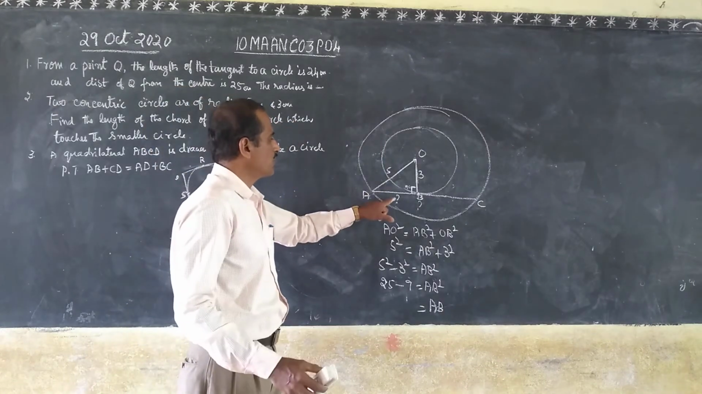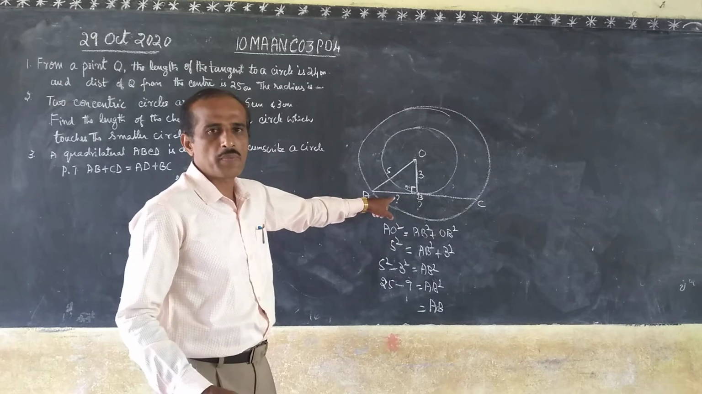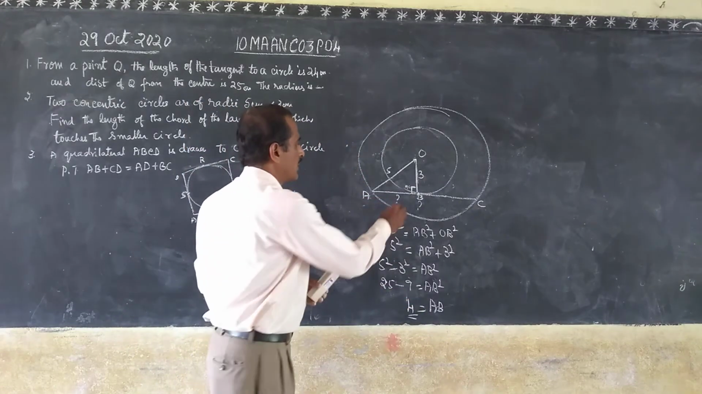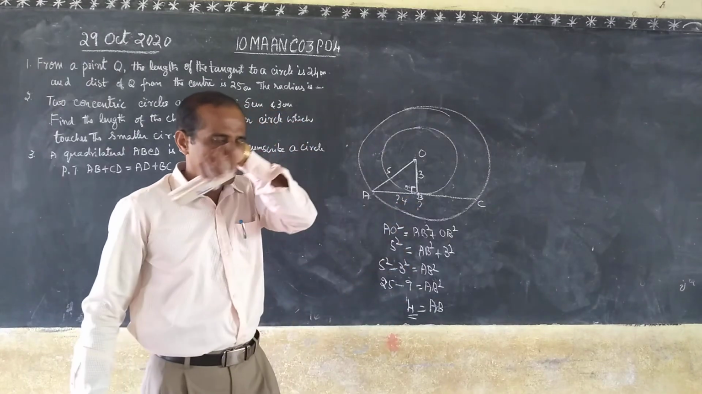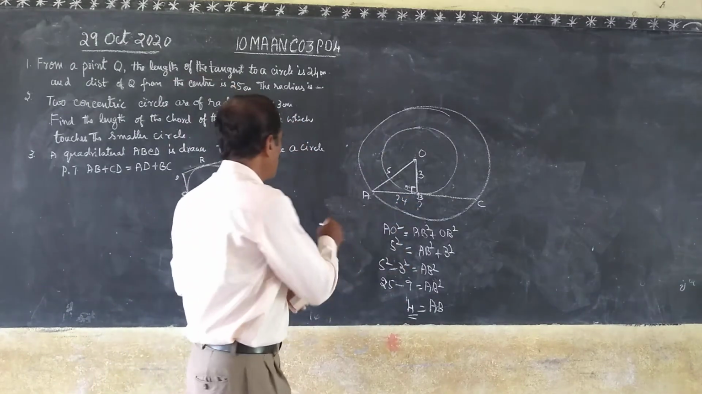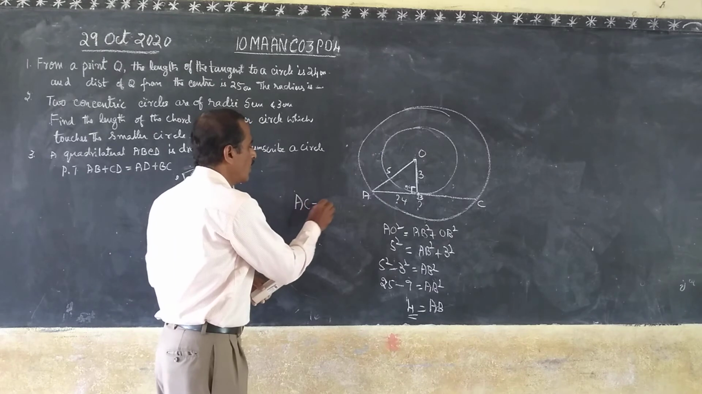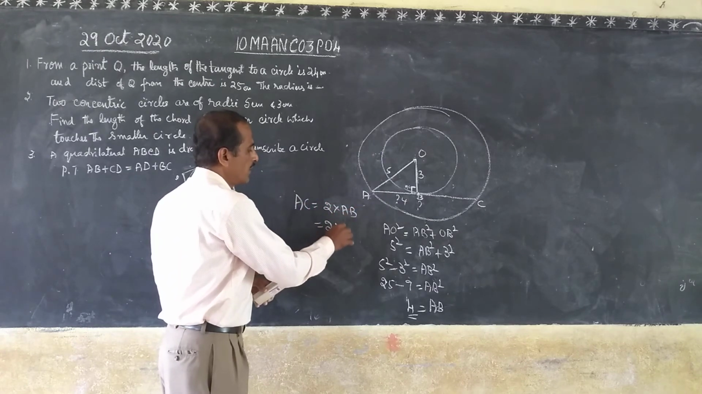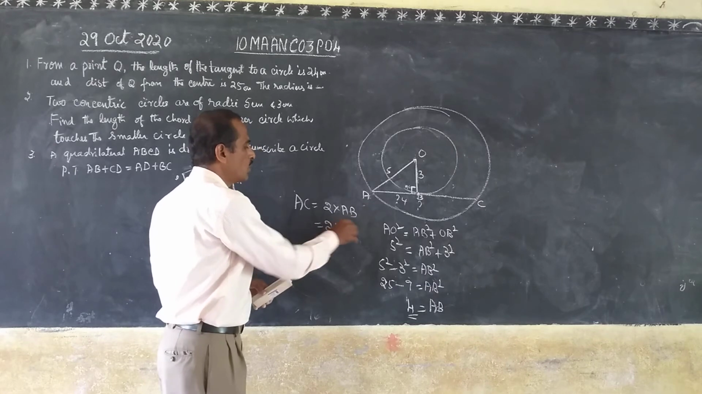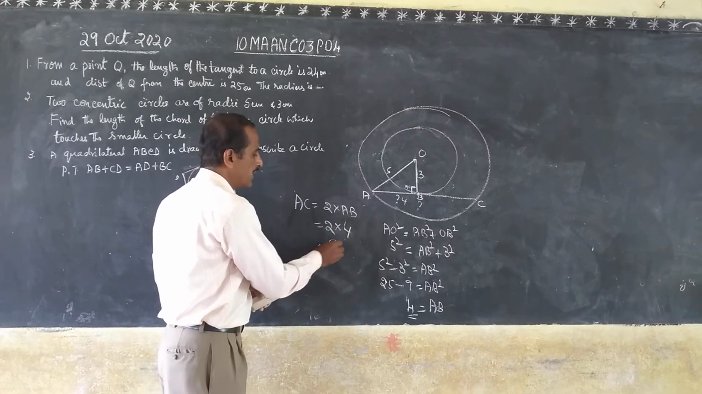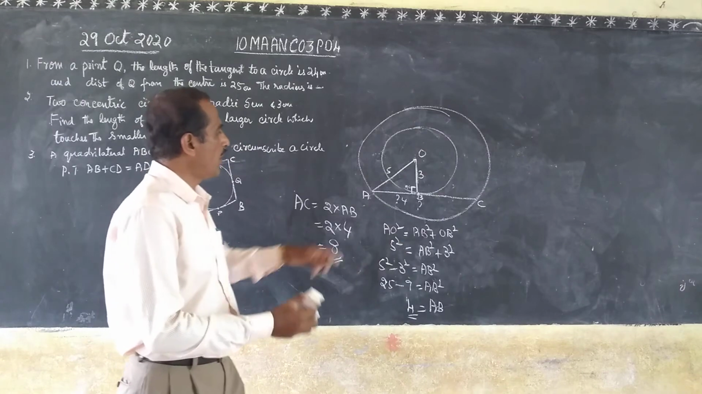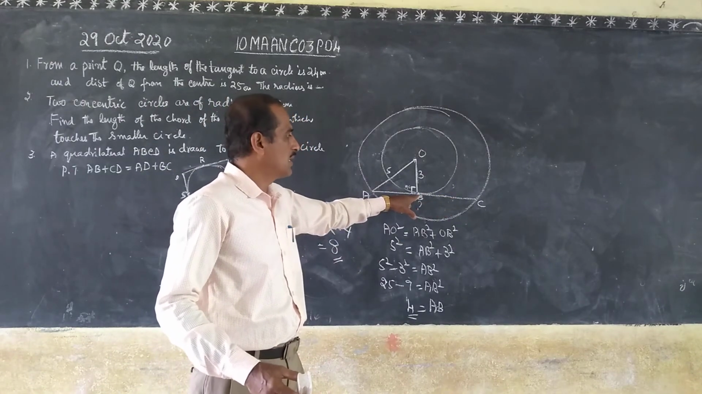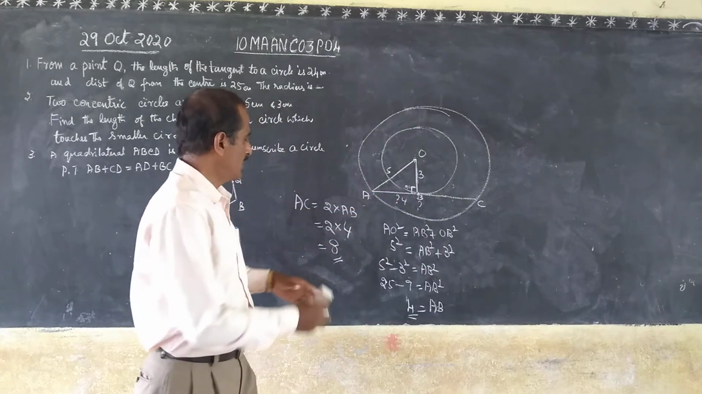But here minus 4 is not possible. It must be a positive number. So, for the positive number, AB is equal to 4 centimeter. What is the length of AB? It is 4 centimeter. So, now AC is equal to 2 times AB. AB you found is 4. 2 times 4 is equal to 8. So, the length of the chord of the larger circle which touches the smaller circle is 8 centimeter.